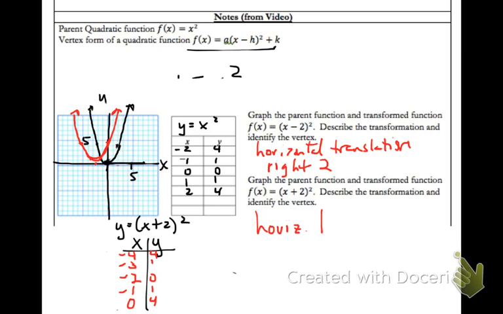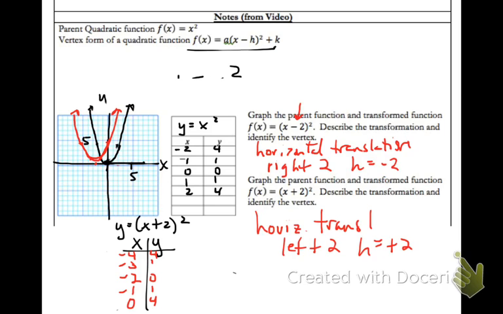I'm going to abbreviate. Translation to the left 2. One last thing I wanted to point out is if you look at the equation, look at the h value. Now just as we look at it, we see in the first one a -2, and in the second one a +2.